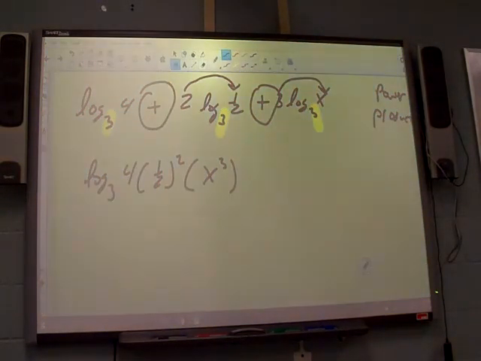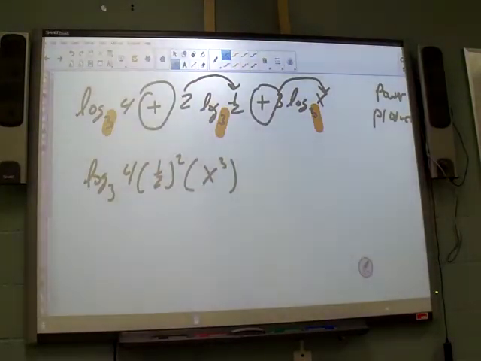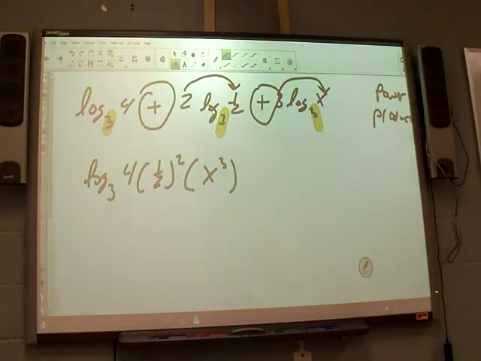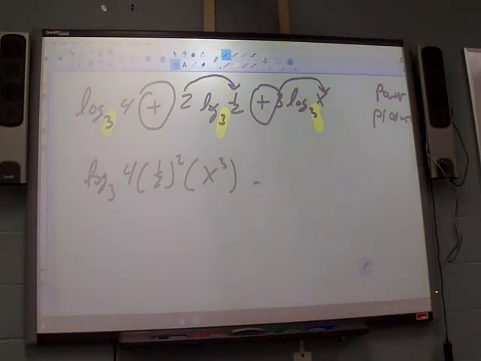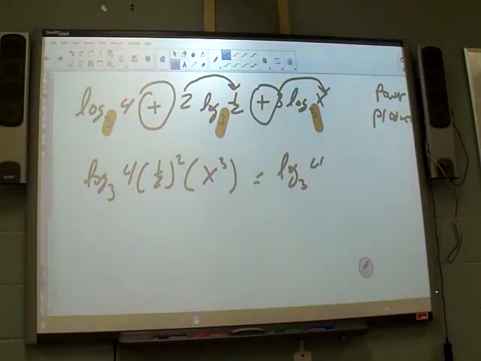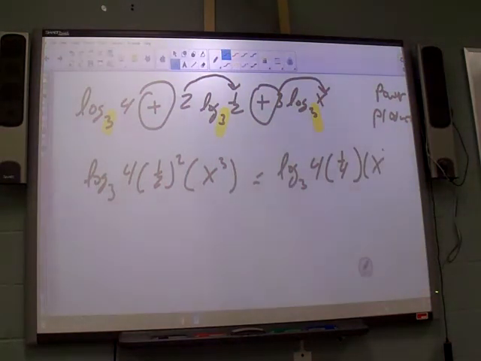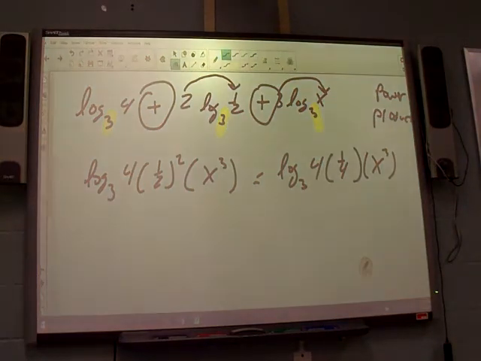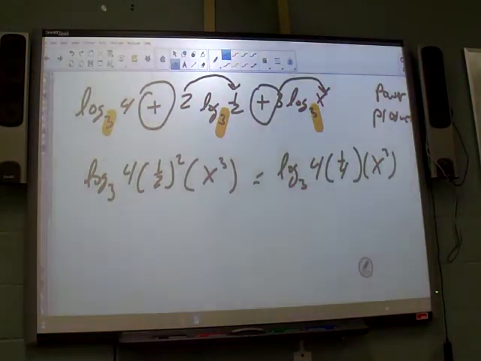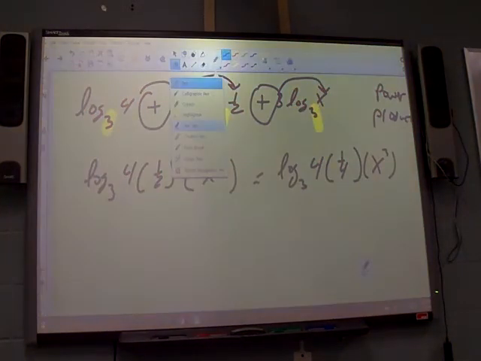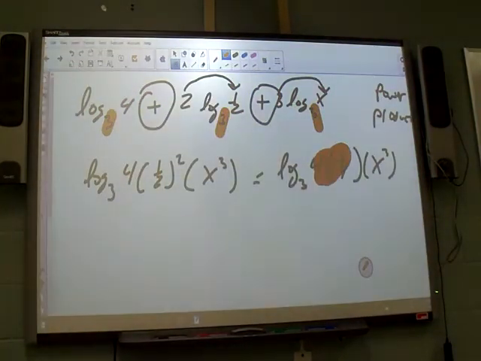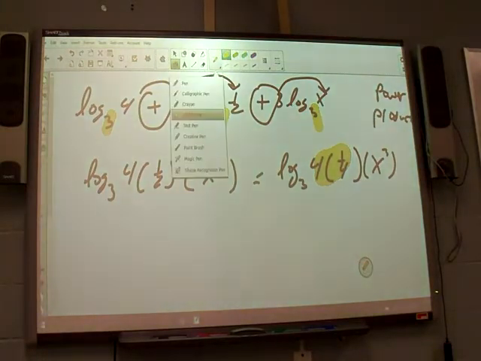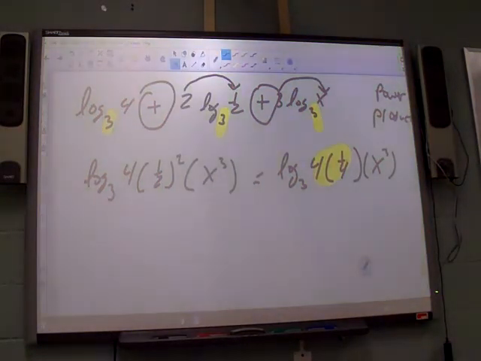1/2 squared right here is the same as 1/4, isn't it? Because when you square a fraction, you square the top and bottom. So this is log base 3 of 4 times 1/4 times x cubed. And now you can simplify one more thing. There's an easy schmeezy fraction up there for you. What do you get when you multiply that? 1.